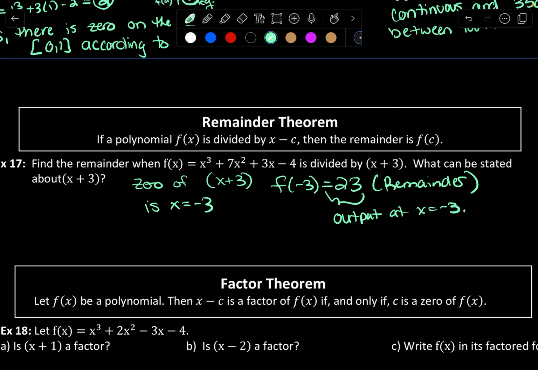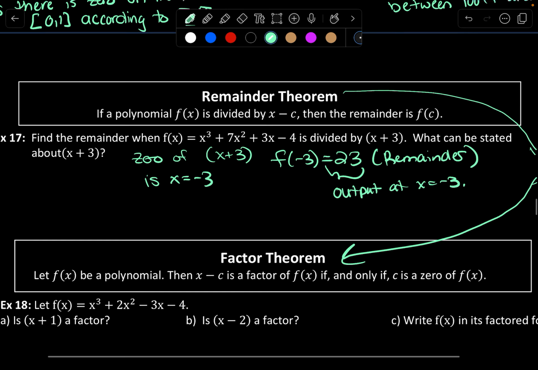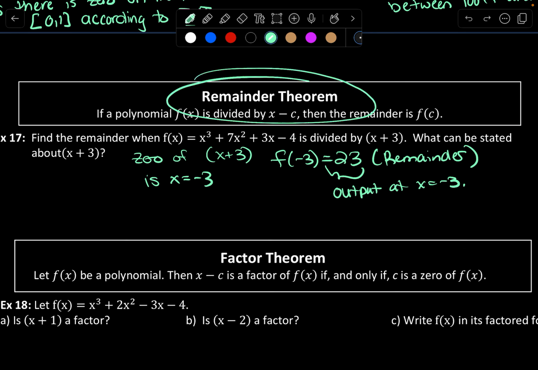Okay, so your remainder is your output, which makes sense because when you synthetically divide by a factor with a remainder of 0, that means it's crossing the x-axis, okay? So this plays directly into the factor theorem. The factor theorem says let f of x be a polynomial, then x minus c is a factor of f of x if and only if c is a 0 of f of x. So we are doing the same thing we did for the remainder theorem, but now if your remainder is 0, that means that is a factor of the polynomial, okay?